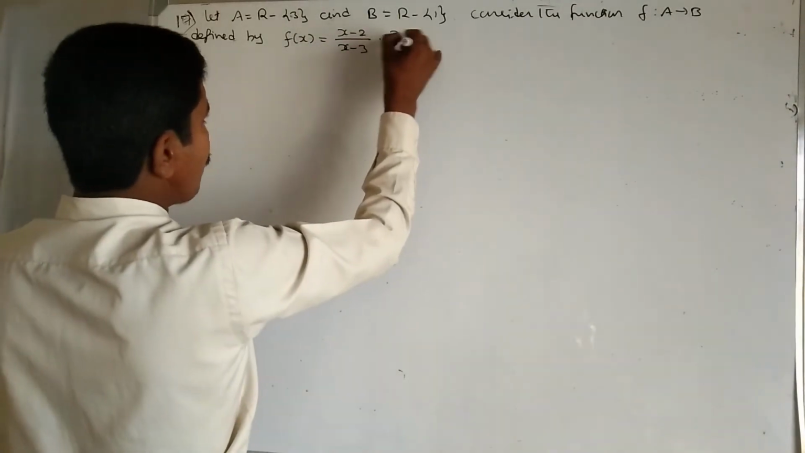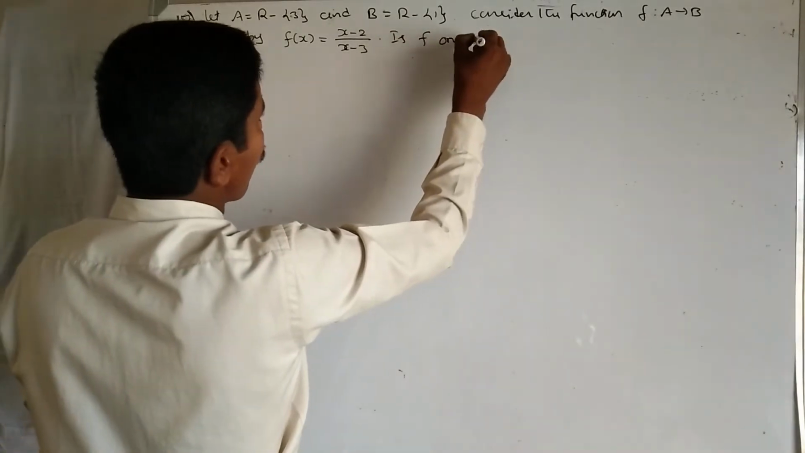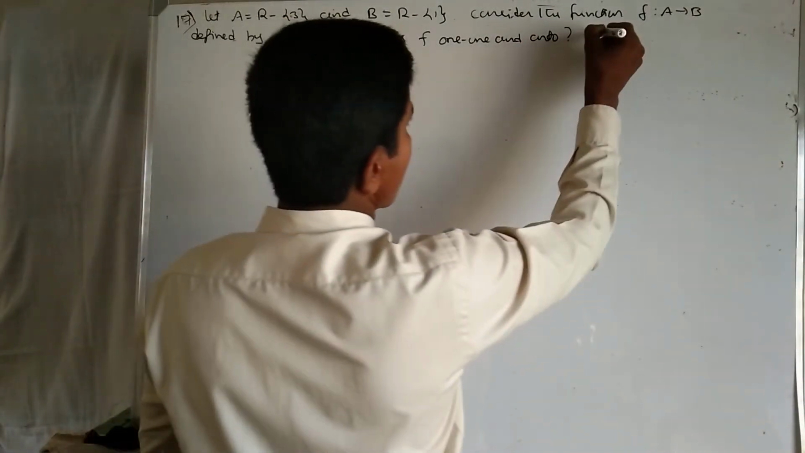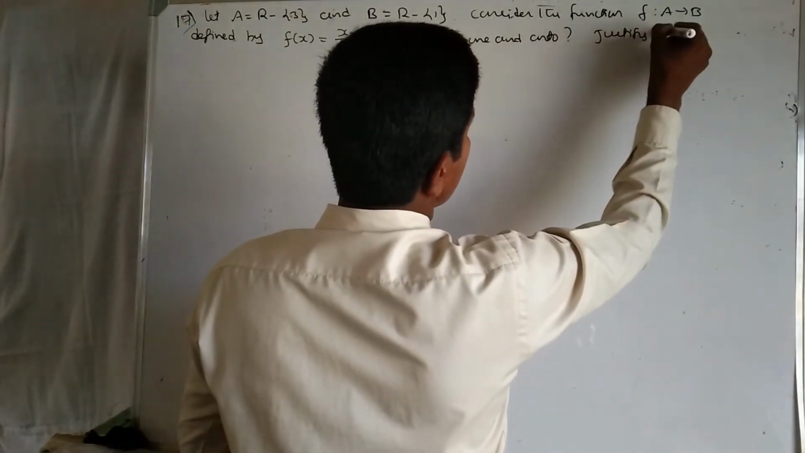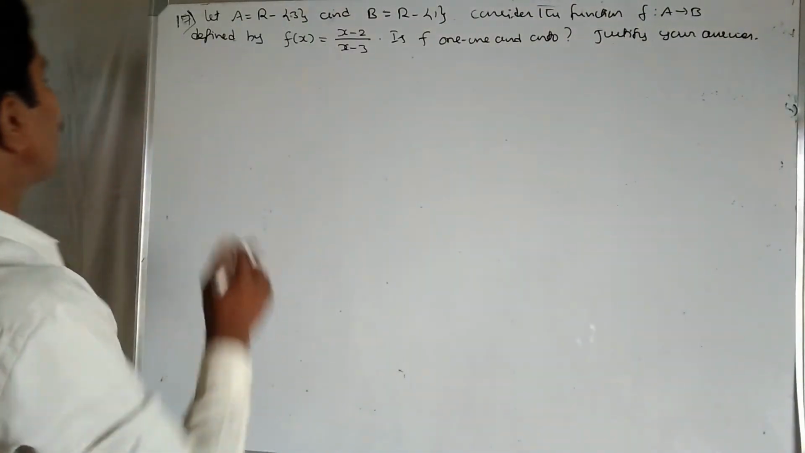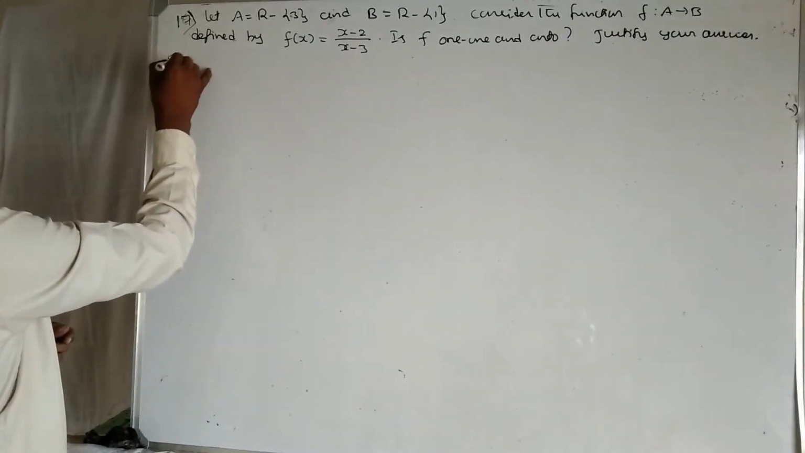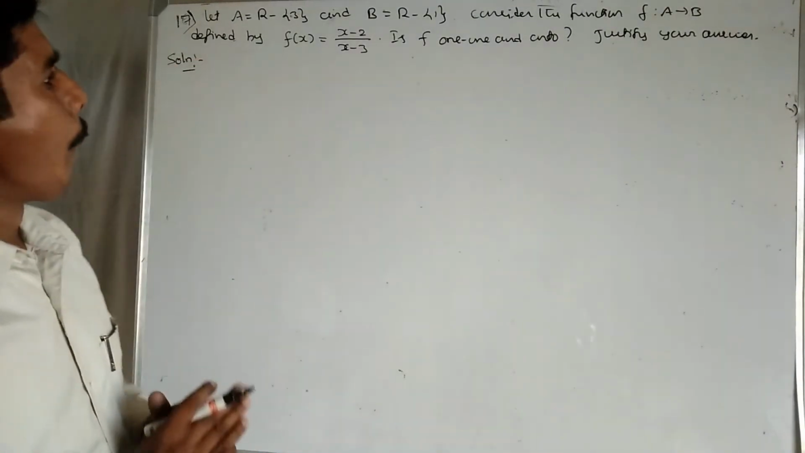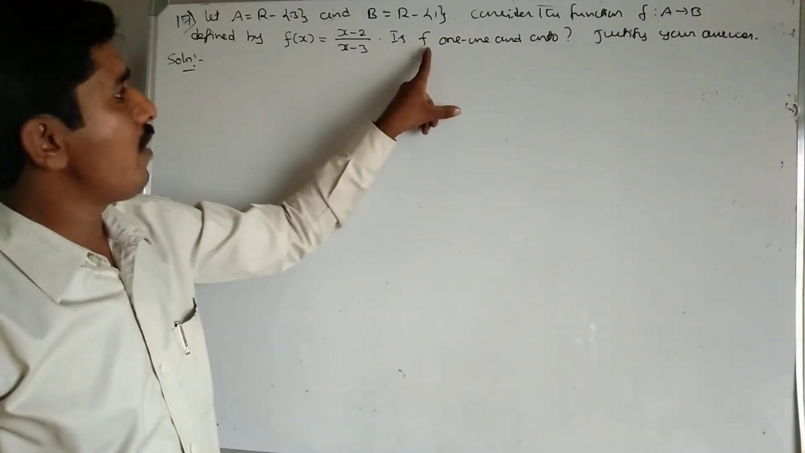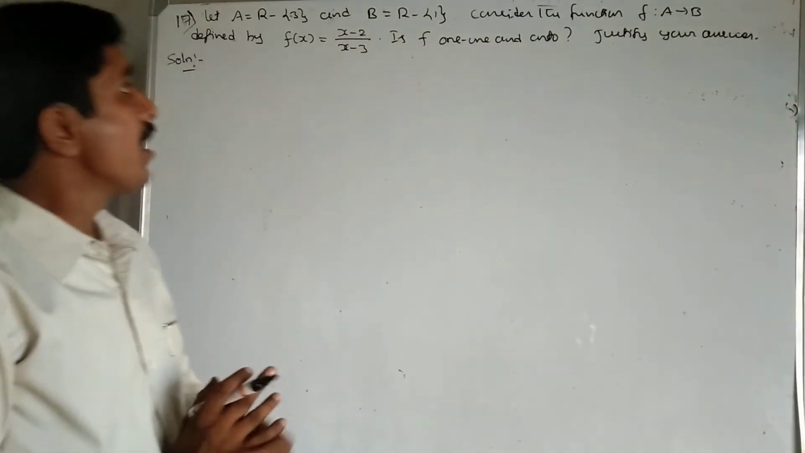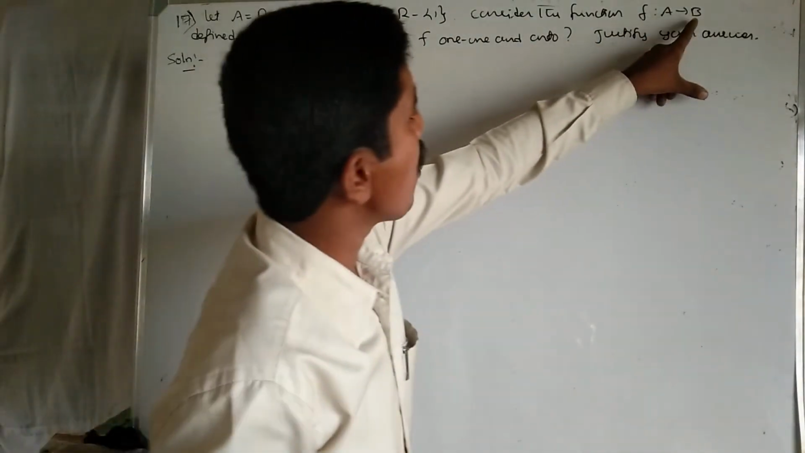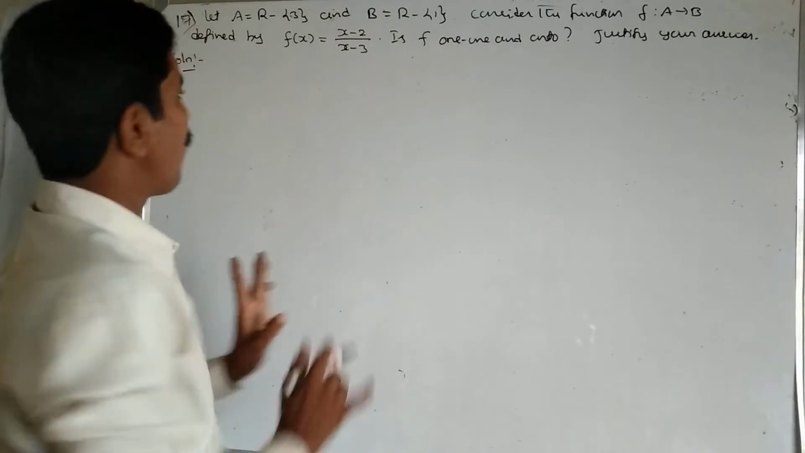Is f one-one and onto? Justify your answer. Your function f from A to B is defined like this. Verify f is one-one and onto. Justify your answer. Here the domain A is equal to R minus {3}, and the codomain set B is equal to R minus {1}.